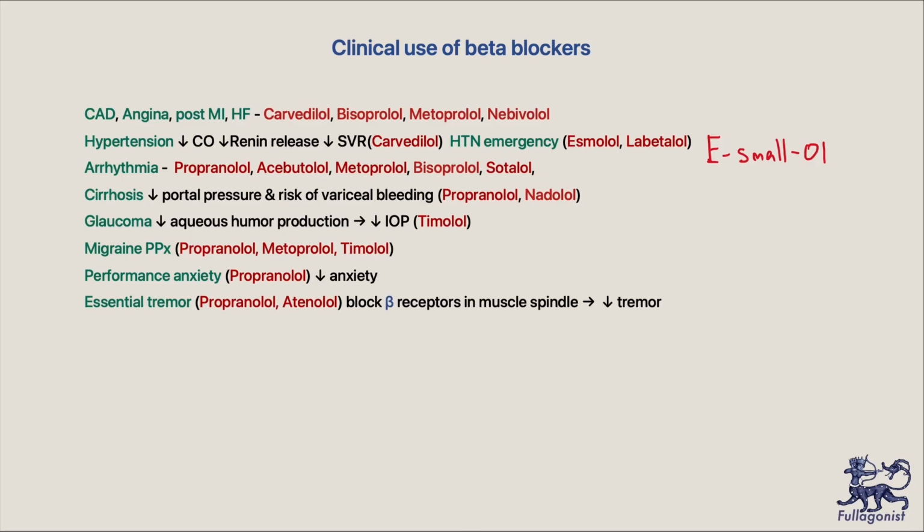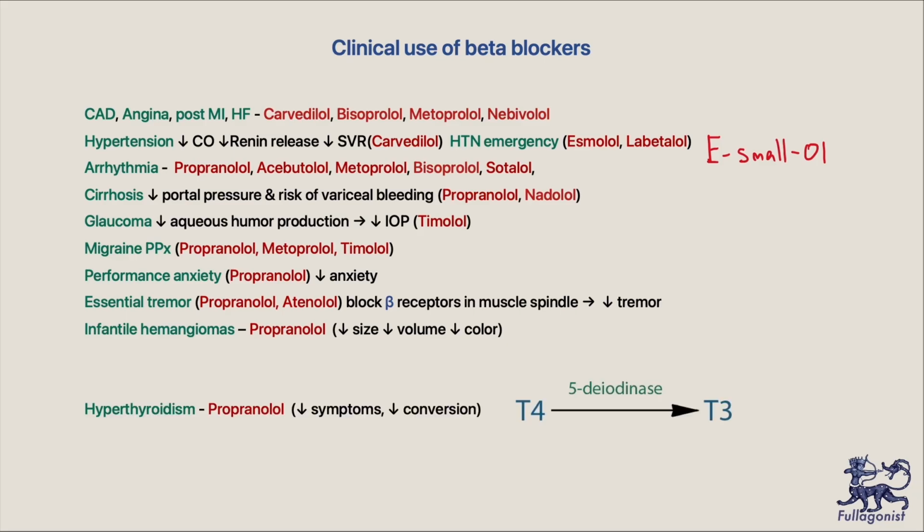Propranolol and atenolol block adrenoreceptors in the muscle spindles and can decrease tremor. Propranolol is the drug of choice in essential tremor. It's a non-selective beta blocker, but when a beta-1 selective blocker is required, atenolol can be used instead, but to be honest, it's less effective. Infantile hemangiomas are the most common vascular tumors in infancy. Propranolol can reduce their volume, color, and size.